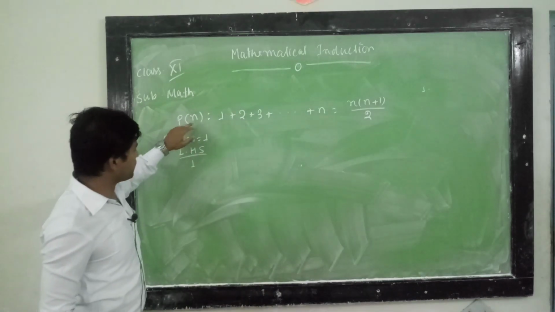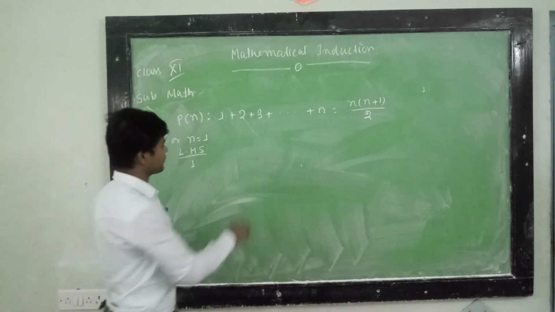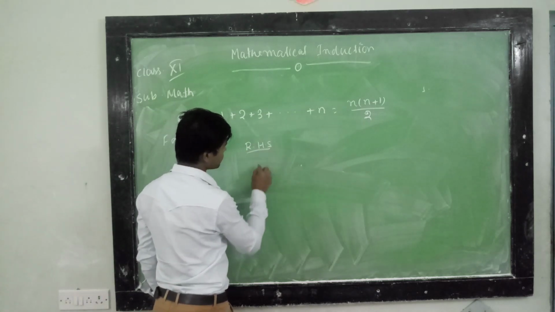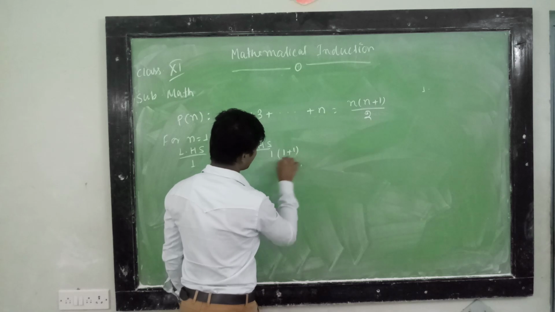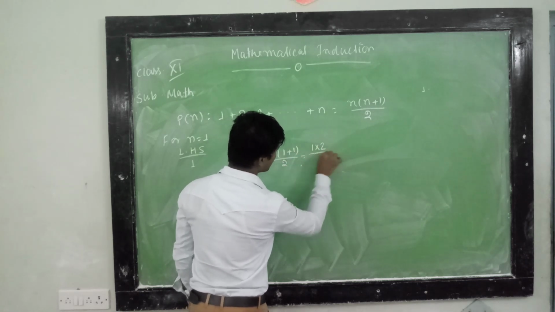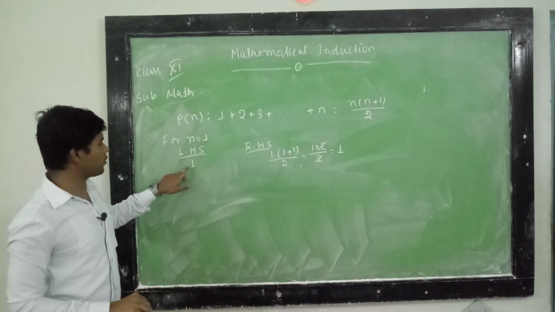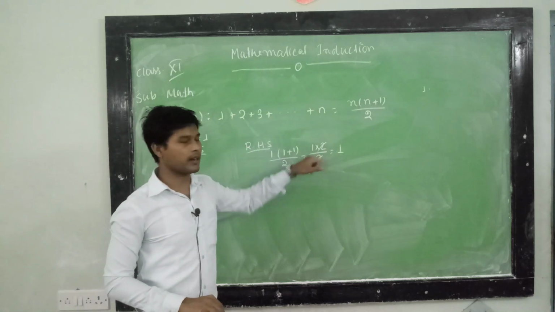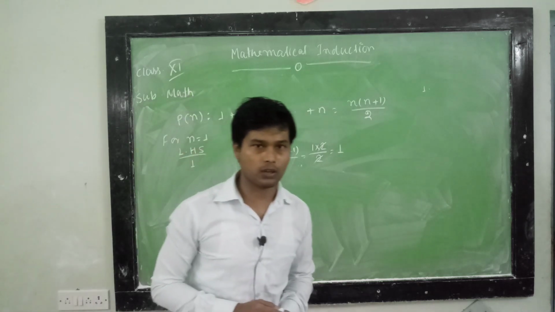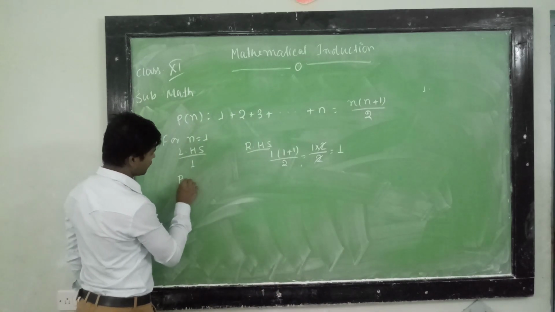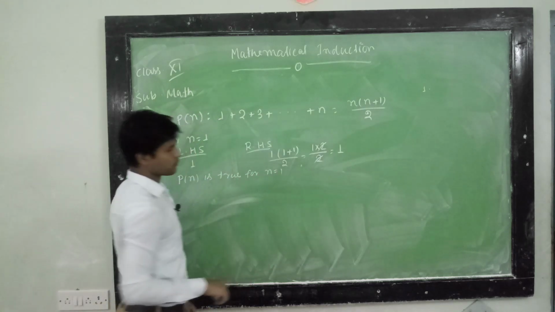So P of 1 means if I put n equal to 1, the left hand side will be the first term only, that is 1, and the right hand side will be, putting n equal to 1, 1 into 1 plus 1 by 2, that is 1 into 2 by 2. 2 and 2 cancel each other, so that is equal to 1. So for n equal to 1, the left hand side and right hand side are equal. That means the mathematical statement is true for n equal to 1. Then write, therefore P of n is true for n equal to 1. So the first condition is done.